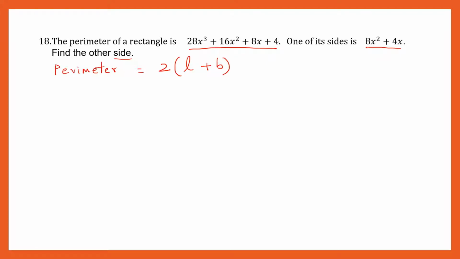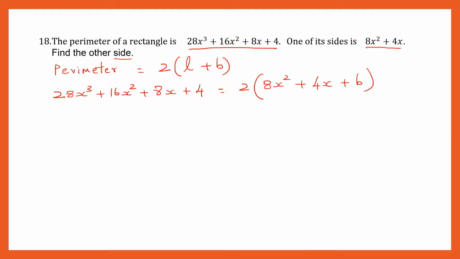Now what is given to us? The perimeter is already given. So let's write that out. 28x cubed plus 16x square plus 8x plus 4 equals 2 into one of the sides is given to us. So let's write 8x square plus 4x plus b.